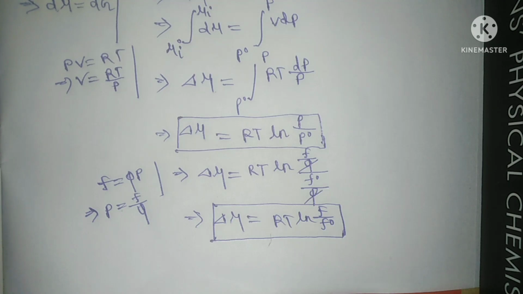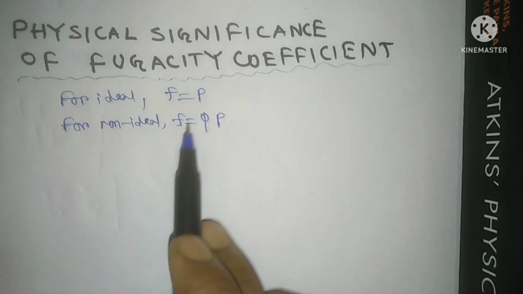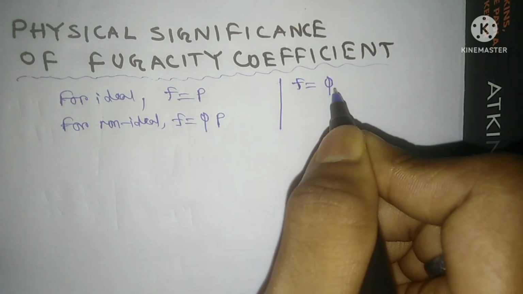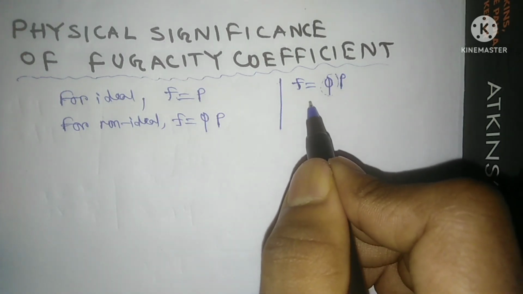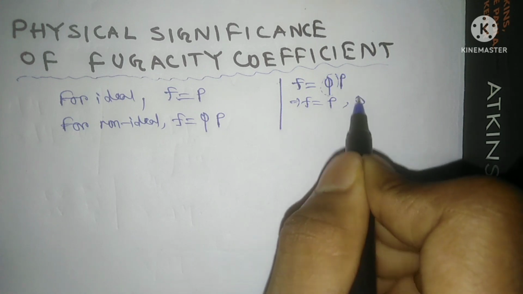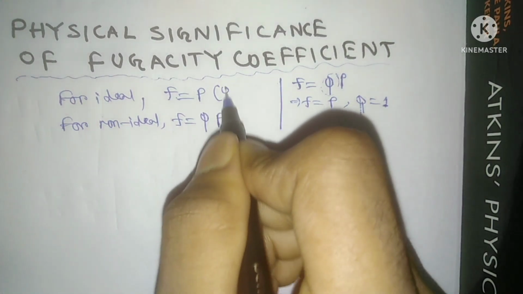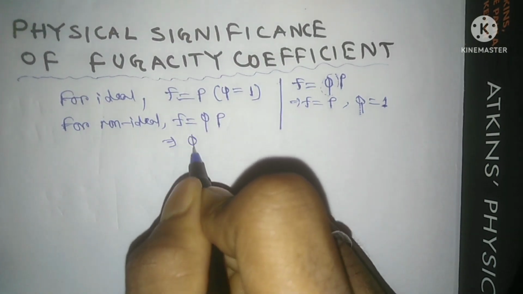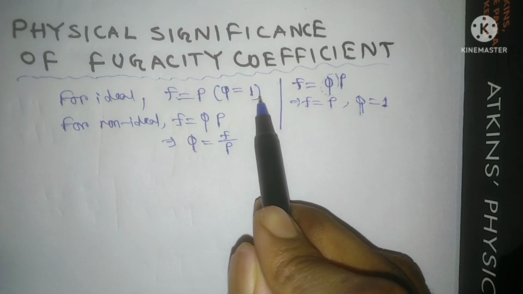Now we have to learn the physical significance of fugacity and of the fugacity coefficient. For ideal gases, fugacity is equal to pressure, and fugacity is equal to phi times p. So if fugacity is equal to pressure, then this coefficient must be equal to 1. f is equal to p, so phi is equal to 1. So for ideal gases the fugacity coefficient is equal to 1, and for non-ideal gases the fugacity coefficient is equal to f by p.